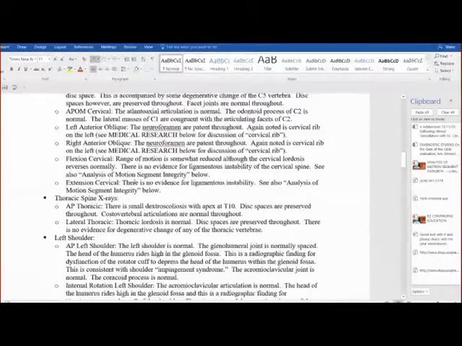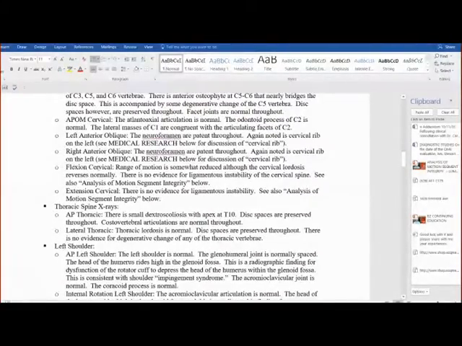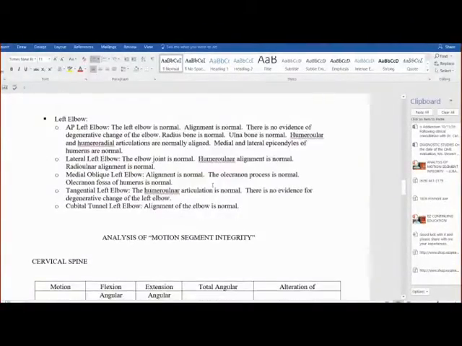And then when we go to our analysis of motion segment integrity, I state that range of motion is somewhat reduced, although the cervical lordosis reverses normally. And on the extension cervical, there's no evidence for ligamentous instability. But in both cases, I refer the reader to the analysis of motion segment integrity below. So let's just go to that.